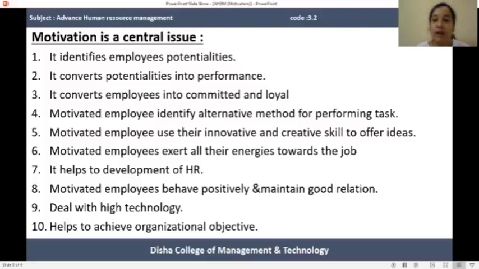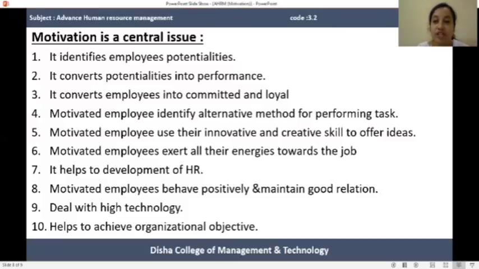Next, it helps the development of HR. If there is motivation, then it's possible to develop the human resource. How? If the employee is positively motivated, then he tries to adopt better things and do everything in the most effective and efficient manner. So for that reason, they want to develop their skills, knowledge, and abilities, and they use these things for doing everything in the most effective and efficient manner. So positive motivation helps the development of human beings.